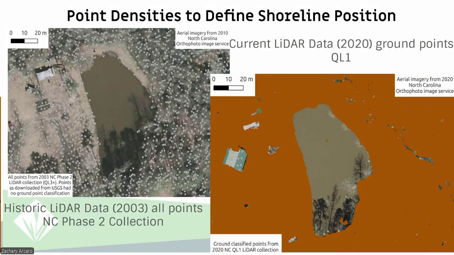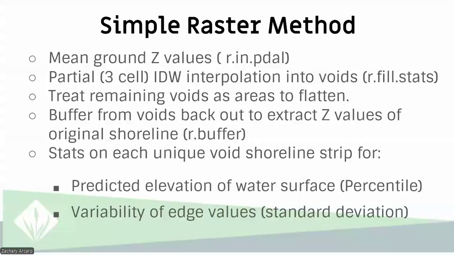So now points have changed over time. We've got the original North Carolina data from 2003. That's all the points, not just the ground points. So we go from several meters between ground points to several points within a square meter. QL1 data is 8 points or more per square meter.